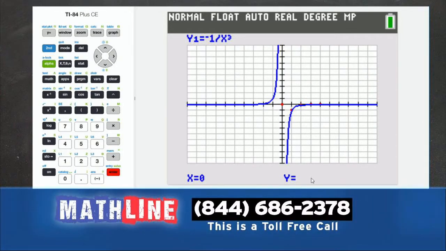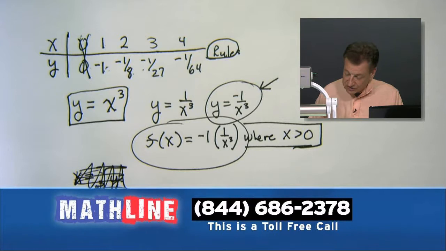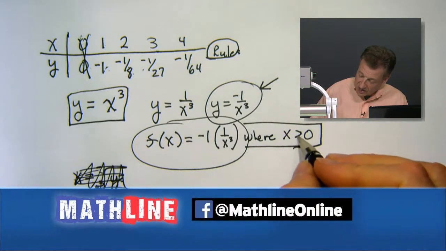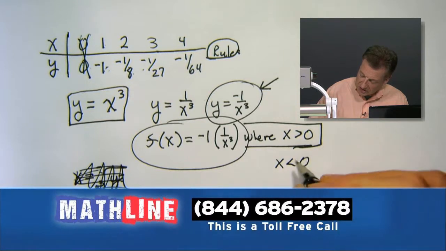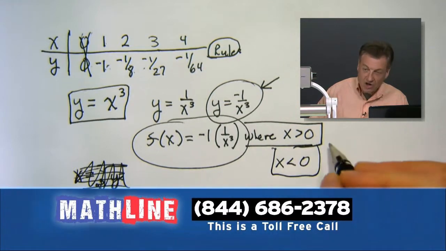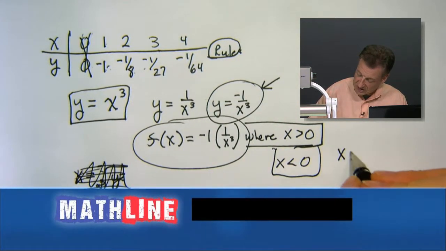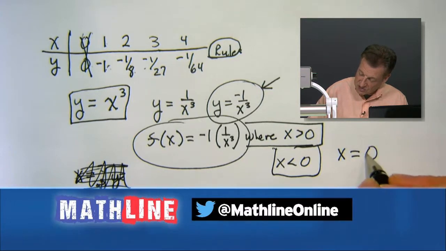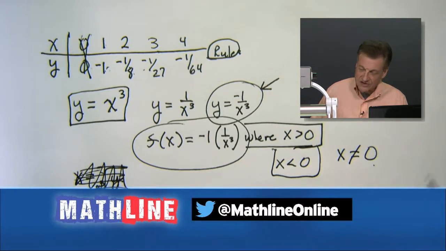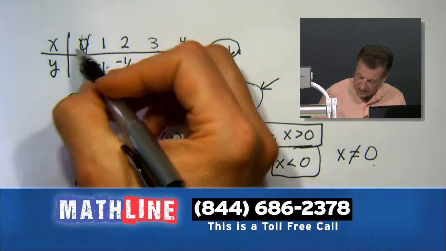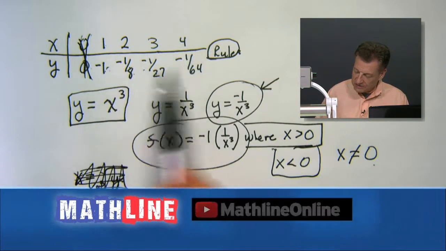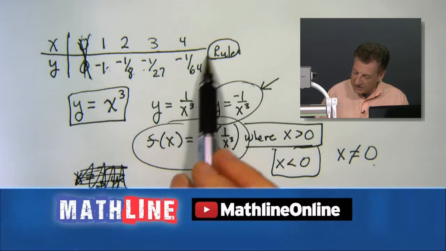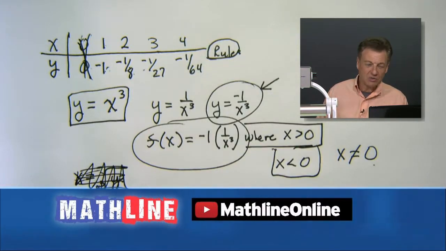So back to our problem here. Let's just go back here. I'm going to say, yeah, where x is greater than 0, but also we could say x is less than 0. The thing is, under no circumstances can we say x equals 0. So we cannot have x equals 0, so I think that's an error in the data table there. So going with the rule, it works great for these 4, and we can continue that pattern right on out there, and it would still fit on that curve.